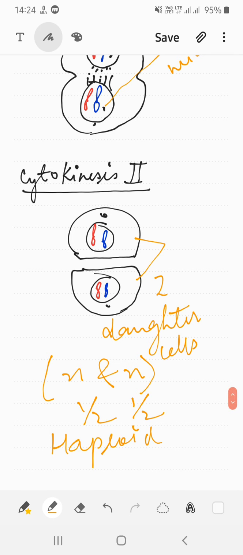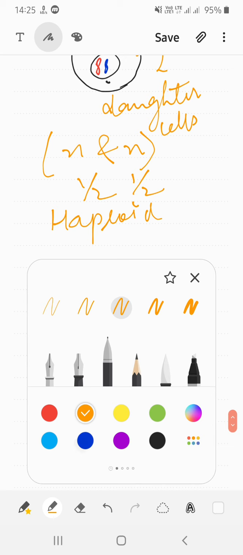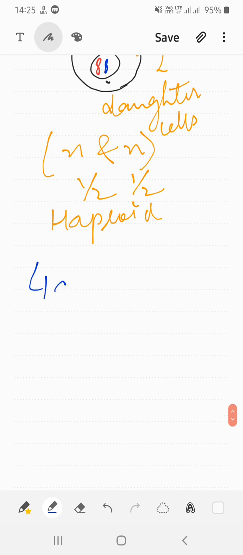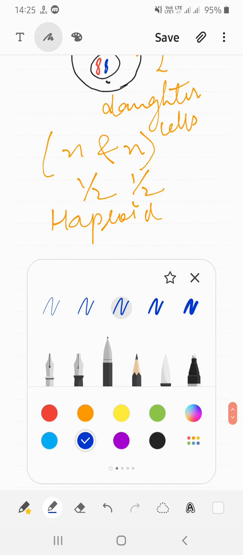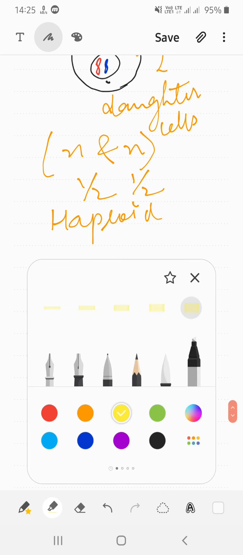Similarly, the second daughter cell, which is formed by the end of cytokinesis 1, forms another two daughter cells, so that 4 daughter cells will be there. By the end of meiosis 1 and meiosis 2, we get 4 daughter cells of N chromosomes, that is haploid.